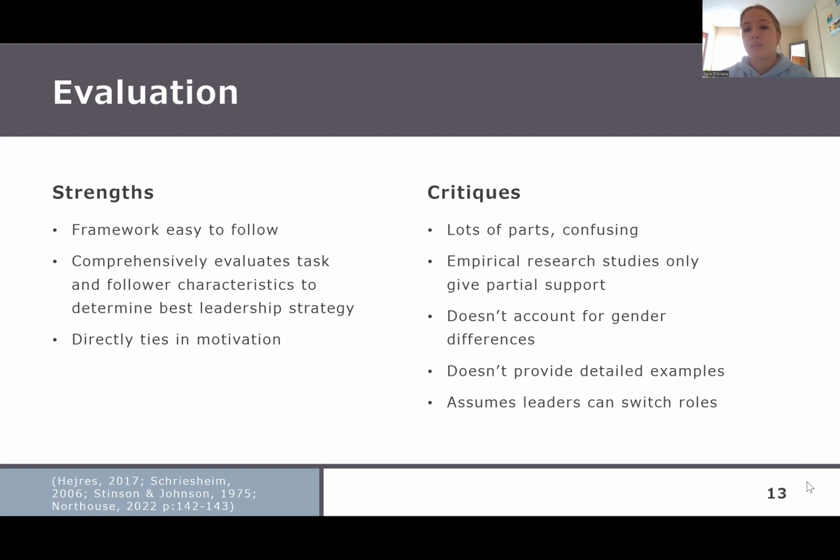The second thing was that empirical research studies only gave partial support. So basically, the research that's been done on path goal theory hasn't been done on all four theory methods at once, and looking into those task roles and the follower roles. It's only taken one here and there, and so there is only partial scientific evidence to back this theory up.